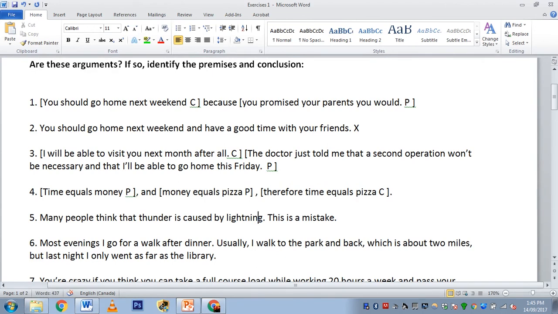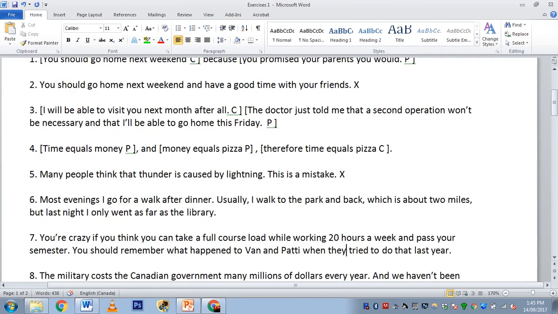Yeah? Okay. Many people think that thunder is caused by lightning. This is a mistake. Argument or not an argument? It's not an argument. They're just saying what they think. So, not an argument. Most evenings I go for a walk after dinner. Usually I'll walk to the park and back, which is about 2 miles, but last night I only went as far as the library. It's just an anecdote.